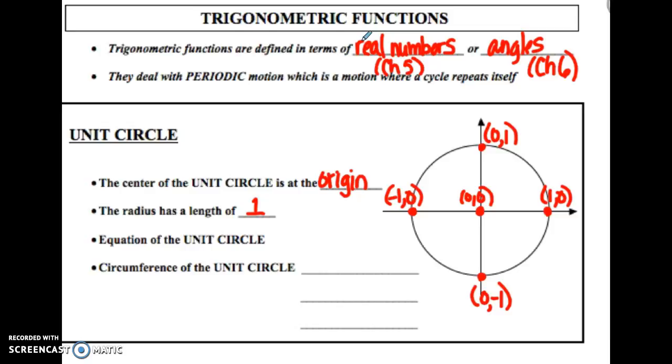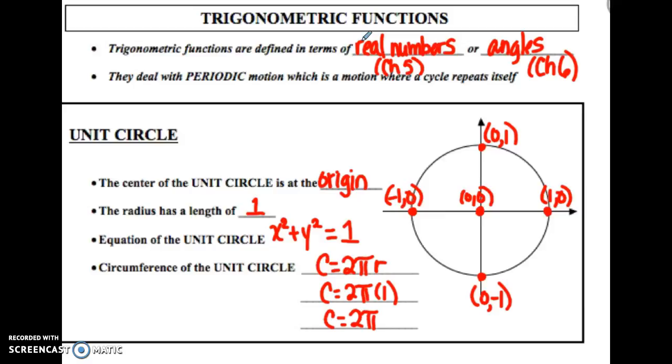The equation then of this unit circle is x squared plus y squared equals r squared, which, since r is 1, the equation for the unit circle is x squared plus y squared equals 1. The circumference of the unit circle is C equals 2 times pi times r, where r is the radius of the circle. But since the radius of our unit circle is 1, the circumference of our unit circle is 2 pi.